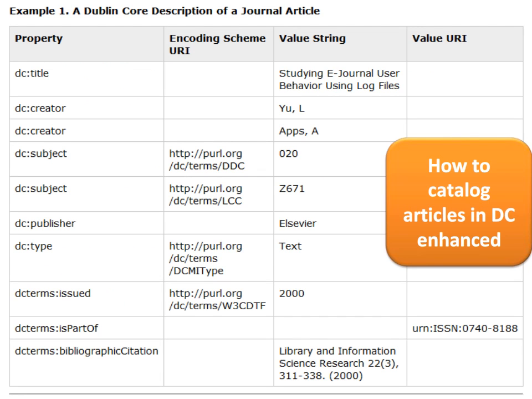The Dublin Core website has a number of documents. There's a best practices guide, similar to AACR2, and there are also examples of how you would catalog different things. Here's one on doing a journal article.